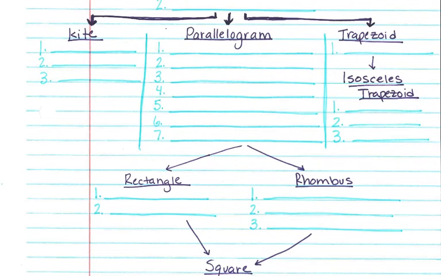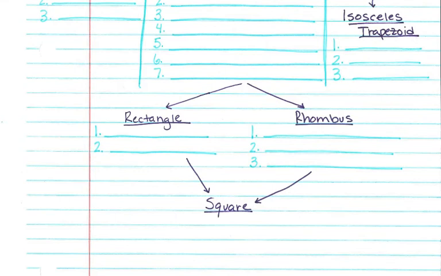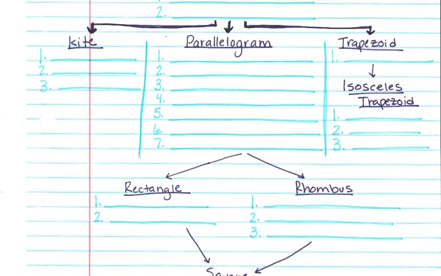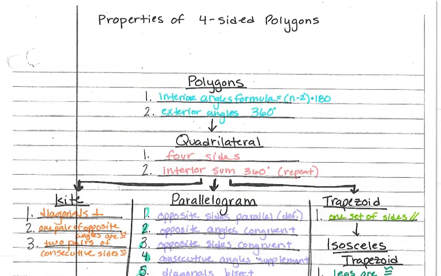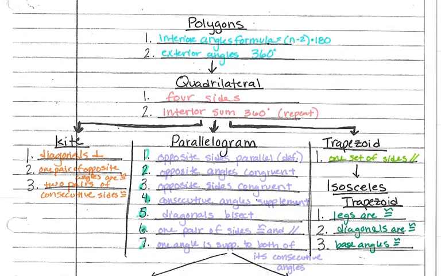And then today we're going to be branching out from parallelograms to rectangles, rhombuses, and then ultimately squares, which is just a combo of a rectangle and a rhombus. So that is the idea there. So as we look at this, hopefully you can then fill in these pieces of polygons. So taking a look at my filled in version here, you can see that in polygons, your interior angle formula is this guy right here.